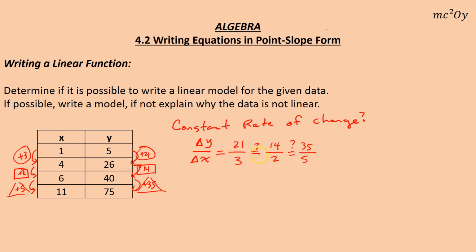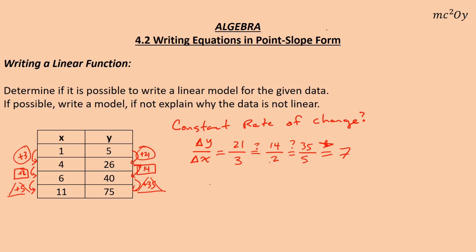And the answer is, yeah, they are the same. They are the same because they all reduce to 7. All three of those fractions, or those slopes, reduce to 7. So yes, you can write a linear model. They all reduce to 7. So if it is possible, let's write the model.